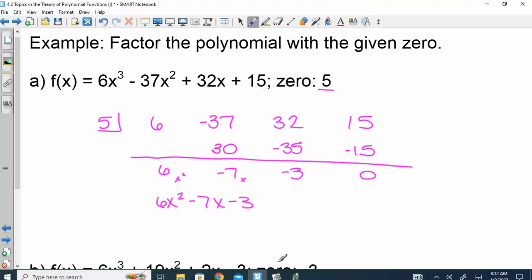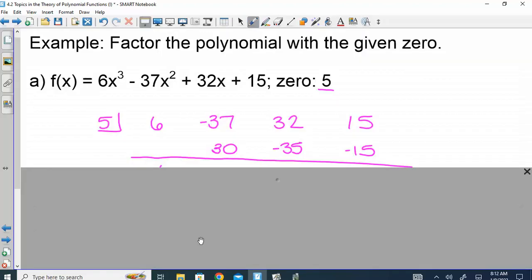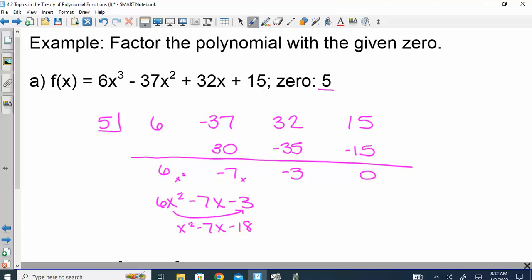My directions are to write the factored form, but once I get it down to a quadratic, don't we have a lot of techniques for factoring quadratics? Easy method, slip and slide, box method, whatever your preferred strategy is. So what multiplies to negative 18 and adds to negative 7?